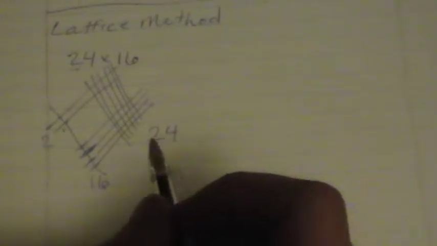That's 1, 2, 3, 4, 5, 6, 7, 8, 9, 10, 11, 12, 13, 14, 15, 16. That's 16. Alright, then you're going to be counting these. That's 1, 2, 3, 4, 5, 6. That's 6, 12, 18, 24. So now you have 2, 16, 24. Now we know it's not 21,624.